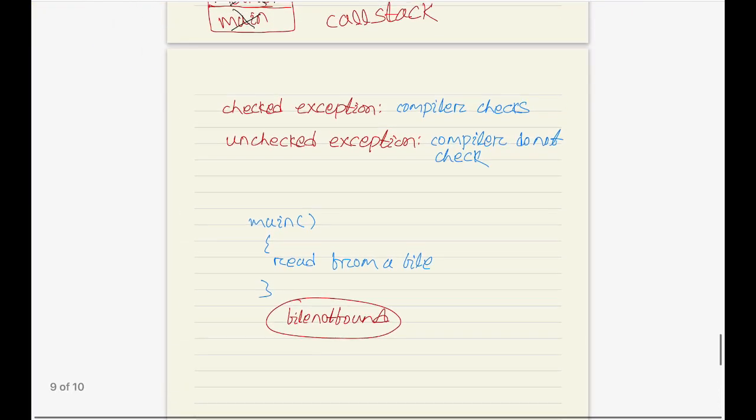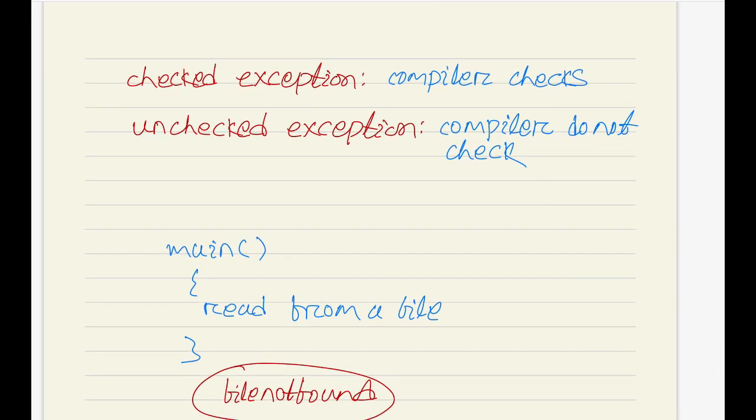So I hope this one is clear to everyone. Checked exception means the compiler is going to check whether you are writing the handling code or you are propagating the exceptions to the caller. If not, the compiler is not going to compile your program. And unchecked exceptions are the exceptions for which the compiler is not going to check whether you are writing the handling code or you are delegating the exception handling part to the caller of your method. So I hope this is clear to everyone.